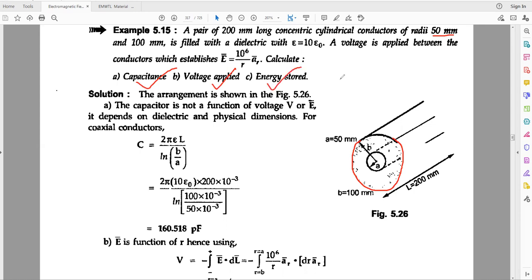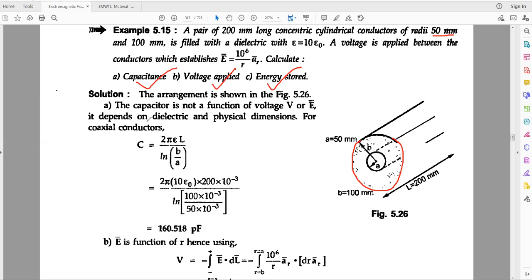So the capacitance for the concentric cylindrical conductors: the capacitance formula is 2 pi epsilon L by ln of B by A. The length of the concentric cylinder is given as 200 millimeters, and epsilon is given as 10 into epsilon naught. Epsilon naught we already know, my dear students, is 8.854 into 10 to the power of minus 12. You can substitute. B is 100 mm, so 100 into 10 to the power of minus 3, and A is 50 into 10 to the power of minus 3.